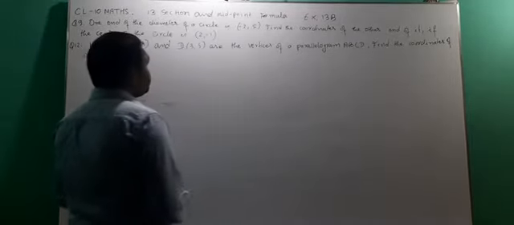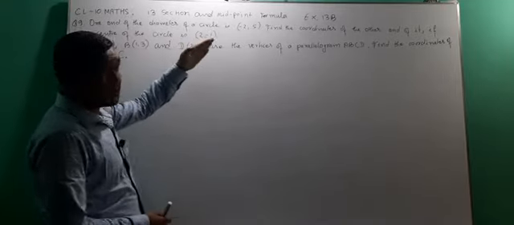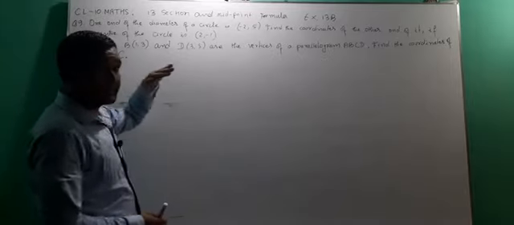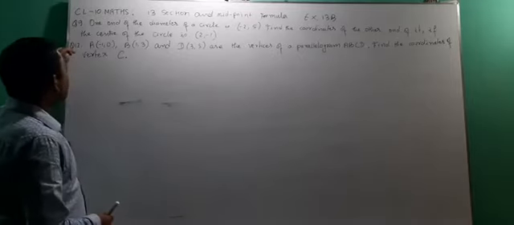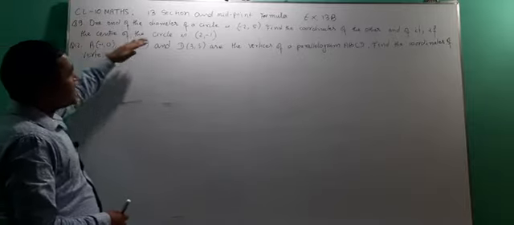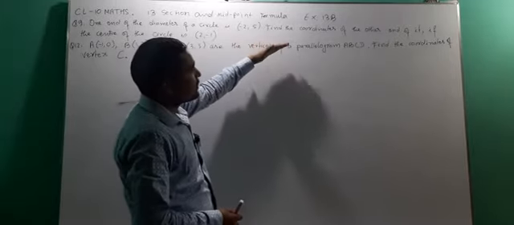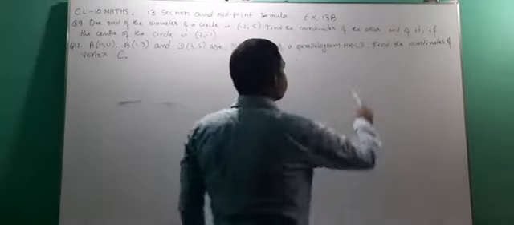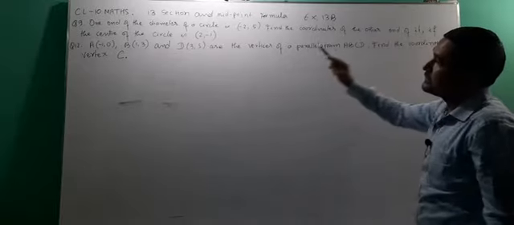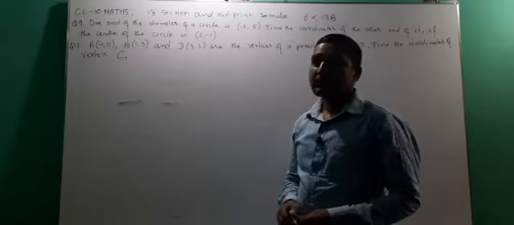This is exercise 13B, section and midpoint formula, question number 9. One end of the diameter of a circle is (-2, 5). Find the coordinates of the other end of it if the center of the circle is (2, -1).